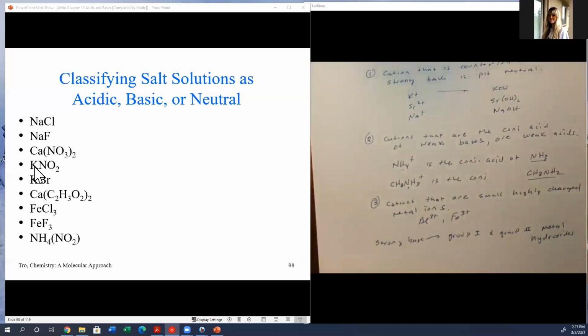Okay. Potassium nitrite, K plus, acidic or neutral? Neutral. Sodium fluoride, NaF, we said was basic, right? Because of the F minus ion. Potassium is neutral. NO2 minus, is it neutral or basic? Basic. It's a conjugate base of a weak acid, so it's basic. So potassium nitrite is basic.